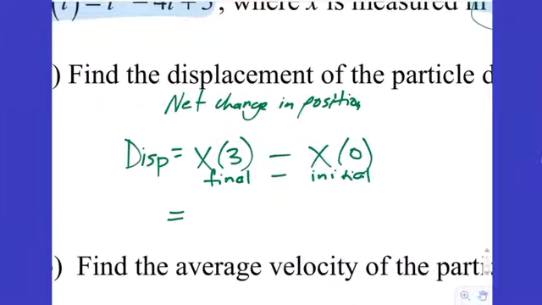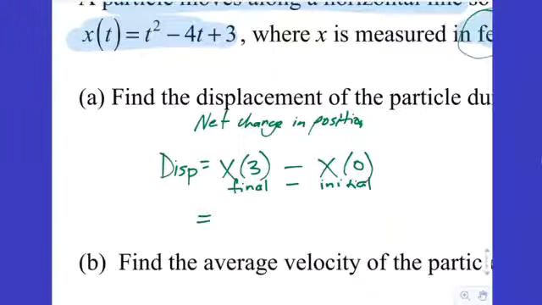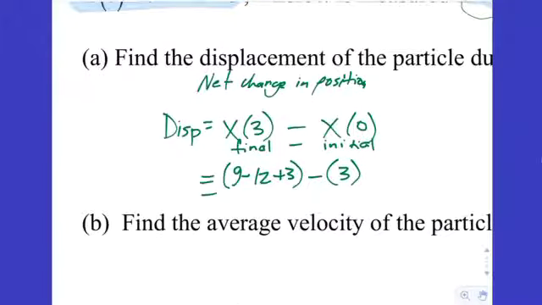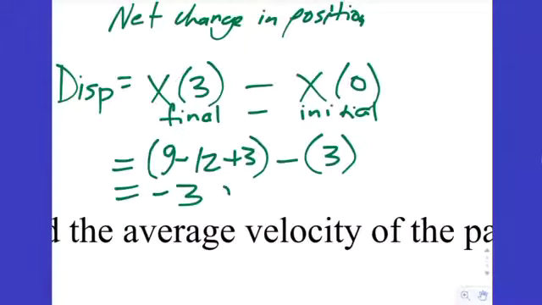All right, so now I just got to compute it. X of 3, that's going to be 9 minus 12 plus 3. I'm plugging them into my x of t. Minus x of 0 is just 3. So if you compute that, you get negative 3. Now that's my final answer. So what are the units of displacement? Feet, right? Negative 3 feet.